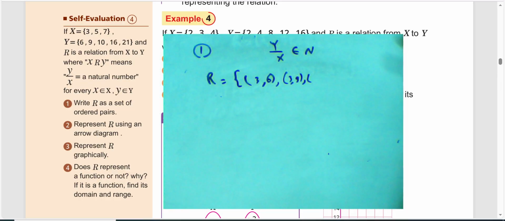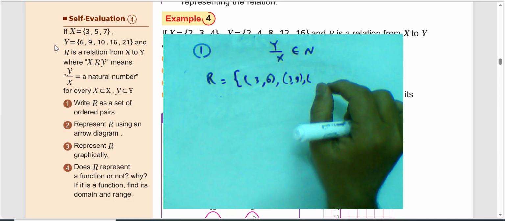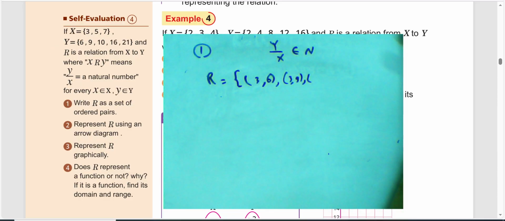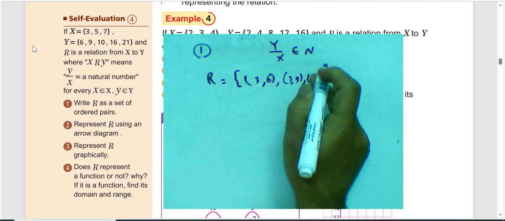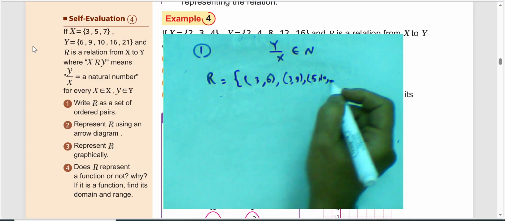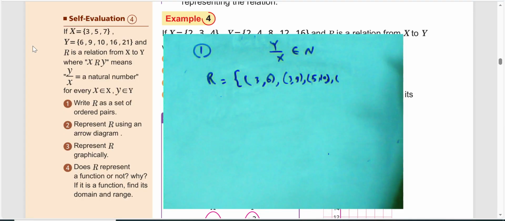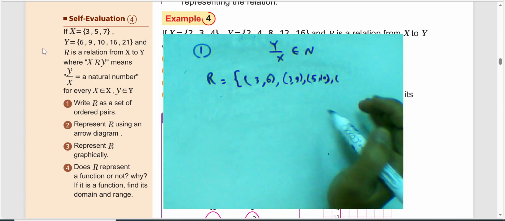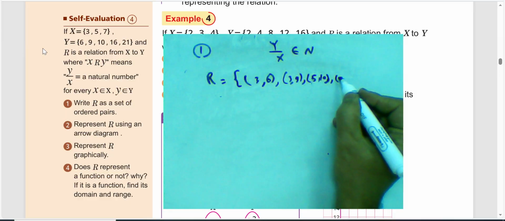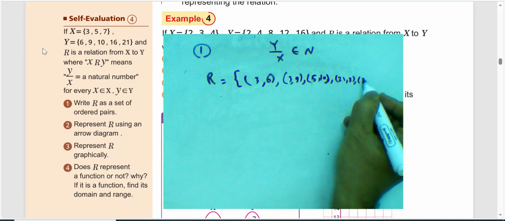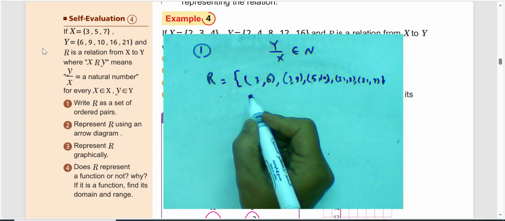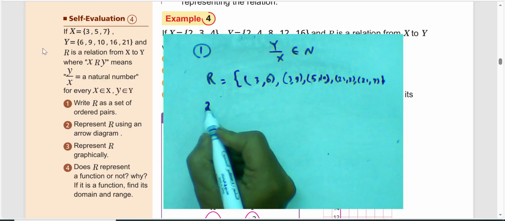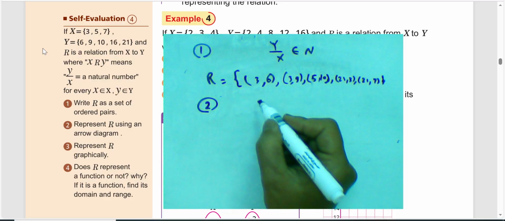Look at here, 9 can divide by 3. And also 10 can divide by 5. 5 and 10. And 16 can divide by 3? No. 21 can divide by 3, and 21 can divide by 7. This is the relation. Number 2, represent using an arrow diagram.